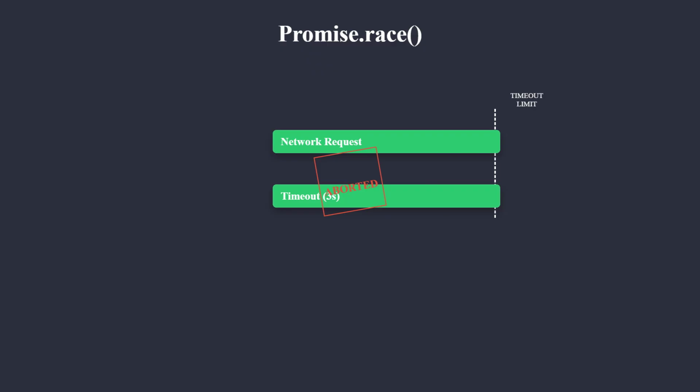Pass the original fetch promise and this new timeout promise to Promise.race. If the timeout promise settles first, the operation is aborted immediately. The race promise rejects with a specific timeout error, preventing indefinite waiting. This ensures strict time constraints are enforced on external dependencies.